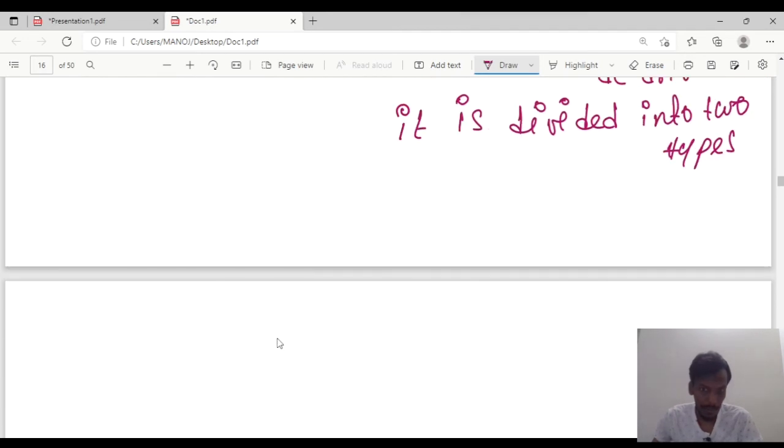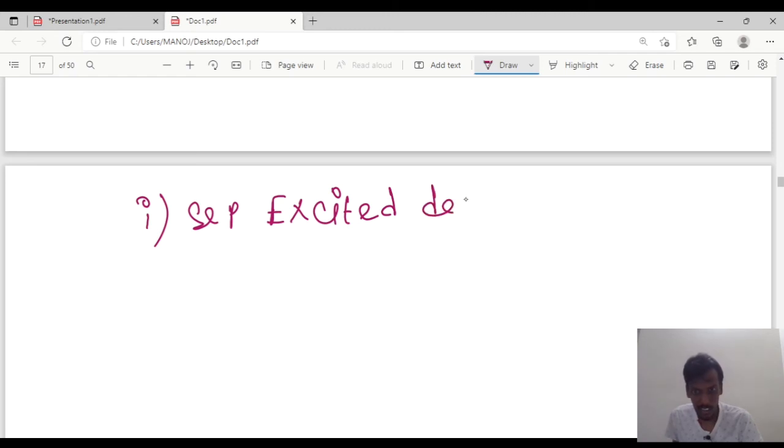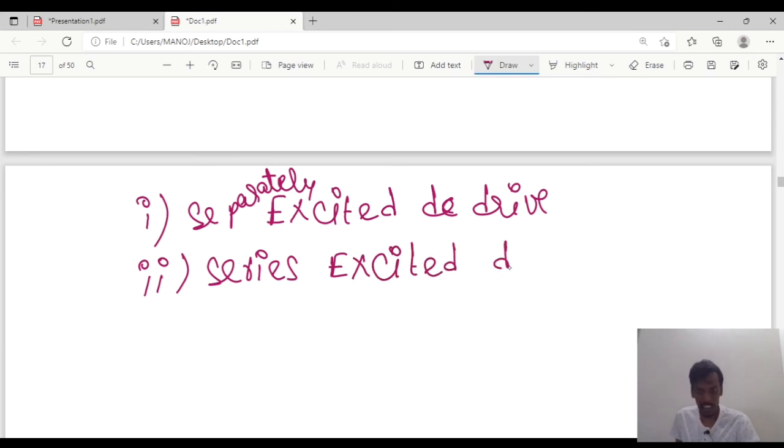First one, separately excited DC drive, as well as series excited DC drive. Both are three-phase semi-controlled.